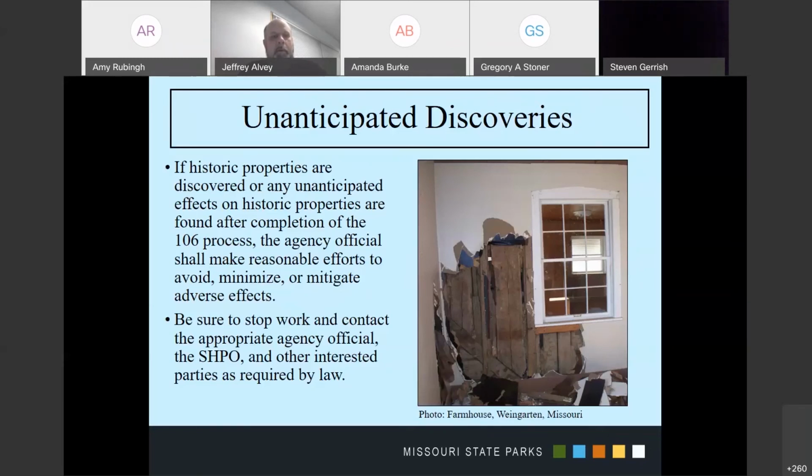You contact the appropriate agency official, certainly contact us at SHPO, and any other interested parties that may be required by the law. We'll talk later about unanticipated discovery of human remains and other special situations, and how to respond to those kinds of discoveries specifically.